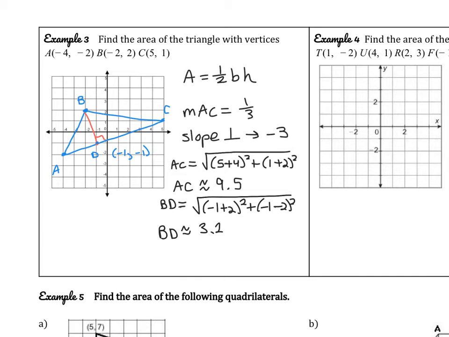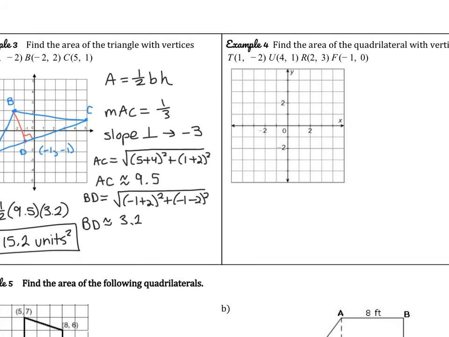Now that we know the length of our base and height, we can finally plug it into our area formula. So area is 1/2 times our base, which again is AC, times our height, which was BD. And here we get approximately 15.2 units squared because it is area.